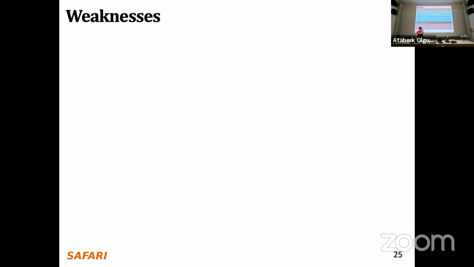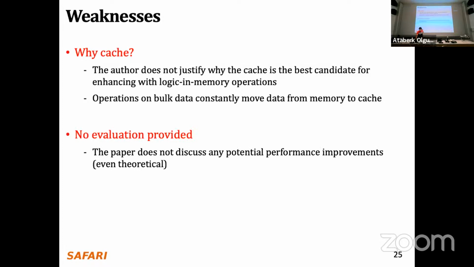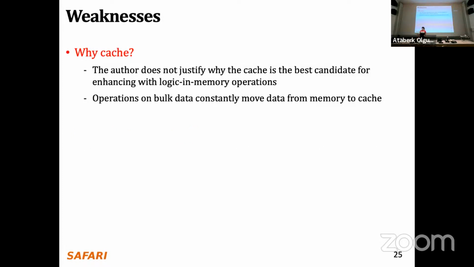We were at the weaknesses section, right? Yeah. So we see that operations on bulk data move data continuously from memory to cache. So why does the author focus more on processing in cache, and why does he not focus on processing in memory? This is not really justified in the paper. No evaluation provided. You're probably wondering why my outline does not contain an evaluation section. That's because unfortunately the paper does not contain one either.